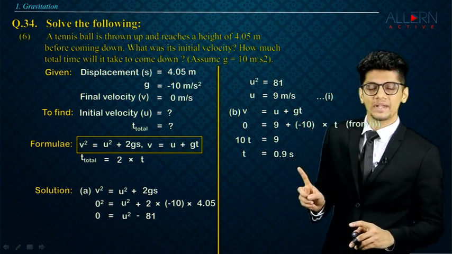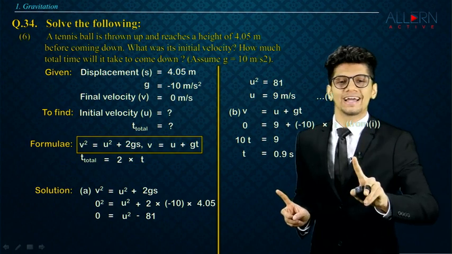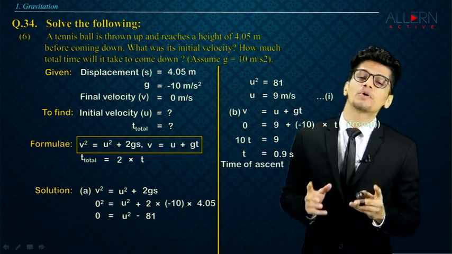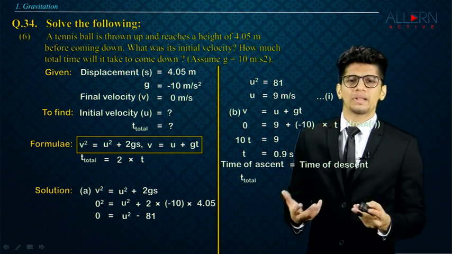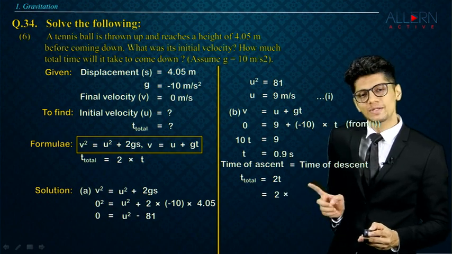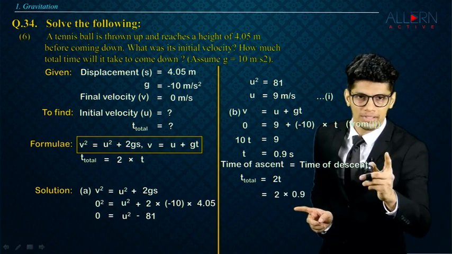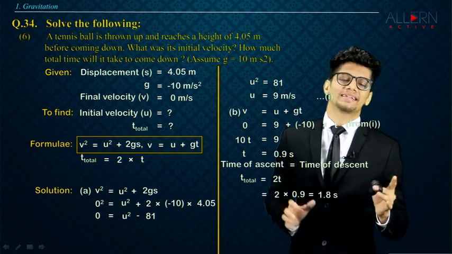But this is the time taken by the ball to reach up. But we have to find the total time it takes. And we know that time of ascent is equal to time of descent. So we just multiply it by 2. So we have 2 into t, that is equal to 2 into 0.9. Multiply it and get the answer. And the answer obviously is 1.8 seconds.